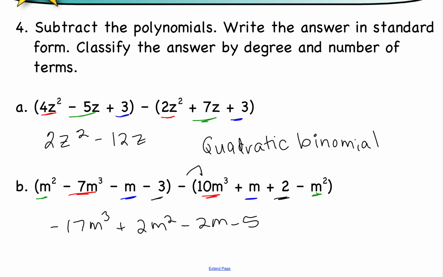So make sure you're changing all of your signs. You have to distribute that negative all the way through. So it would be a minus here, a minus, and a plus.